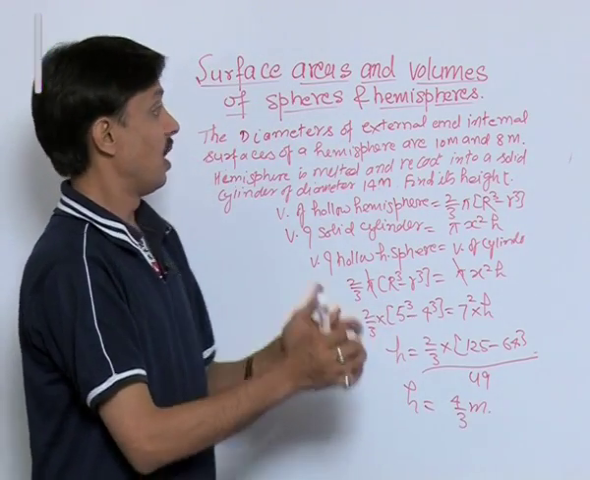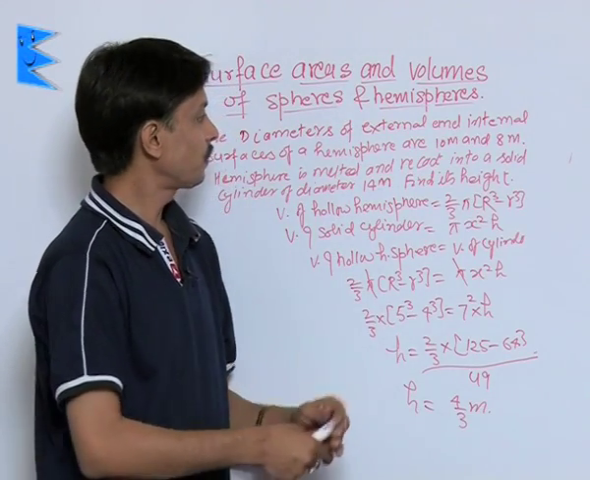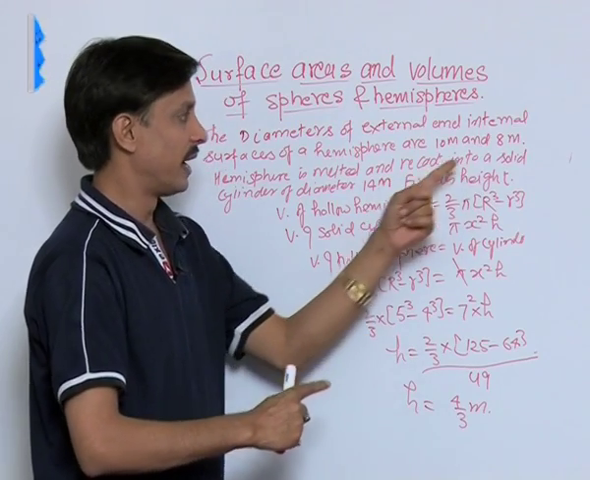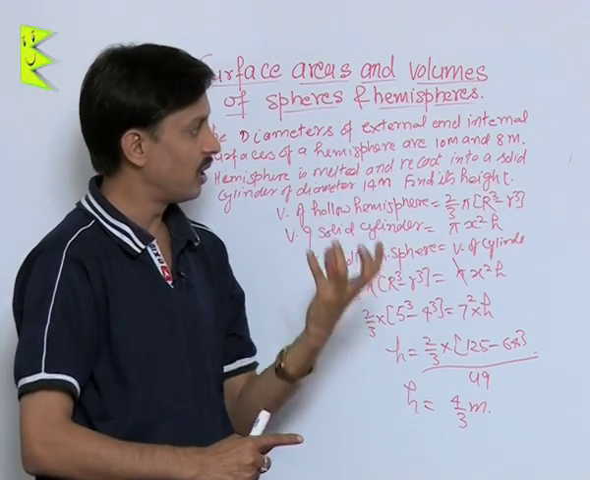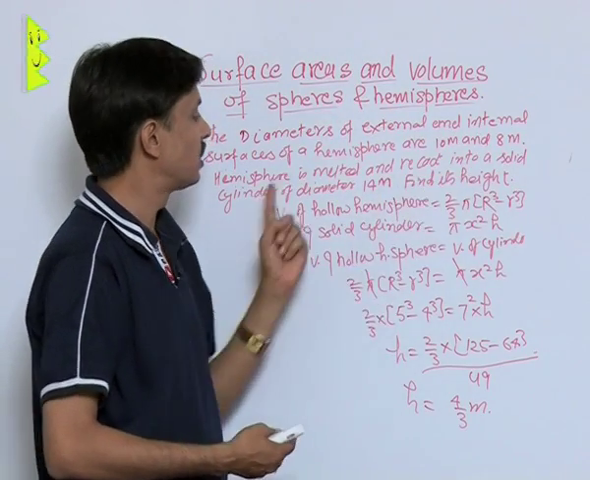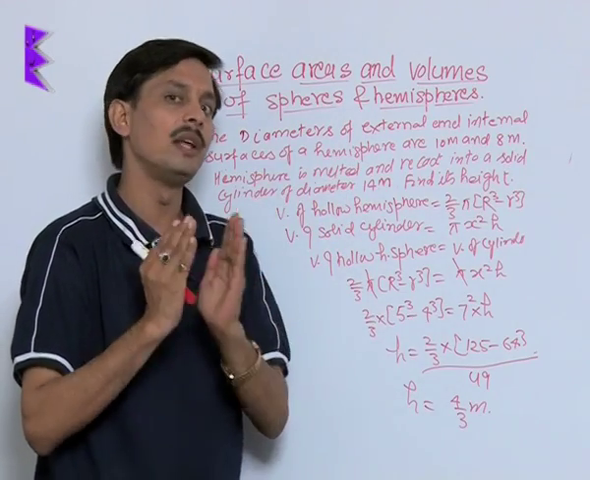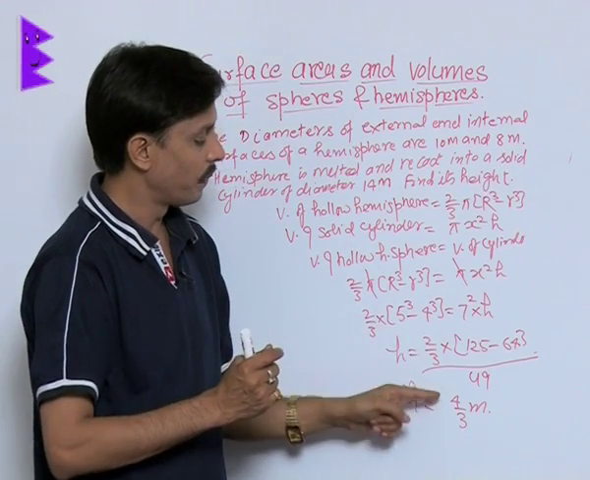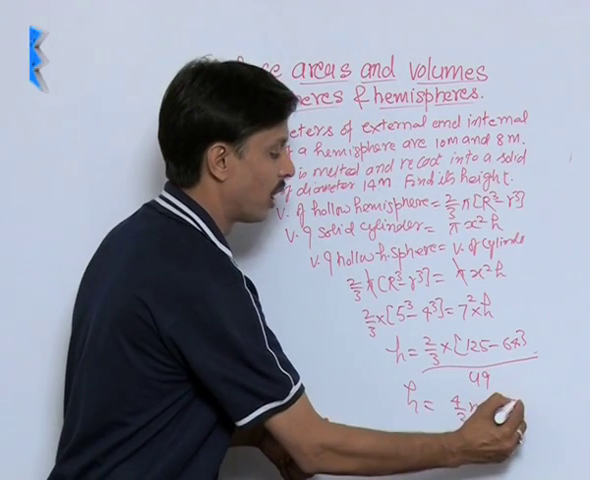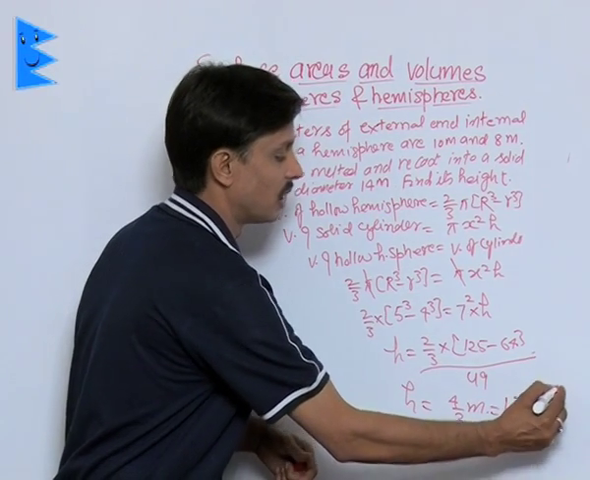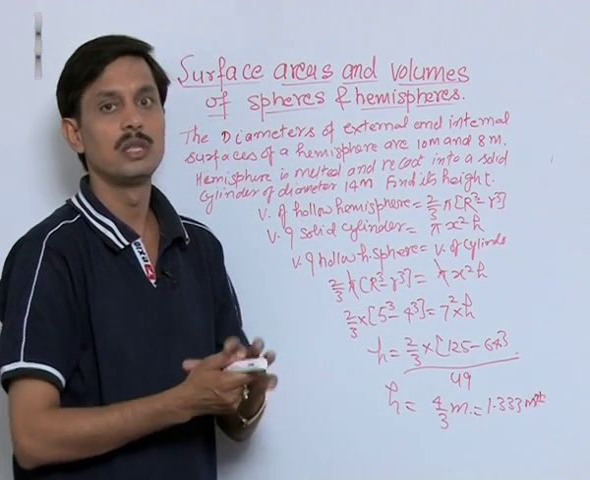Hence, if a hollow hemispherical shaped object of internal diameter 8, external diameter 10 is melted and converted into a solid cylinder of diameter 14, then the height by comparing these volumes will come out 4 by 3 meters, or you can say it is 1.333 meters, or you can convert by multiplying it by 100 into centimeters.